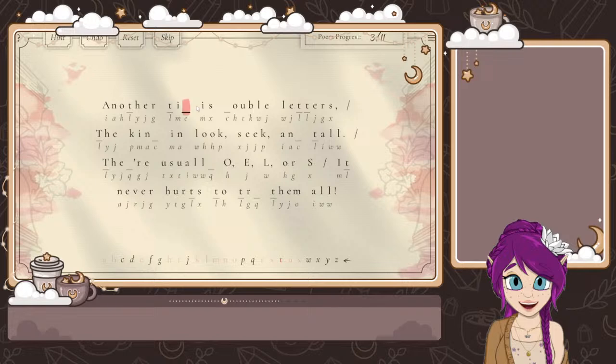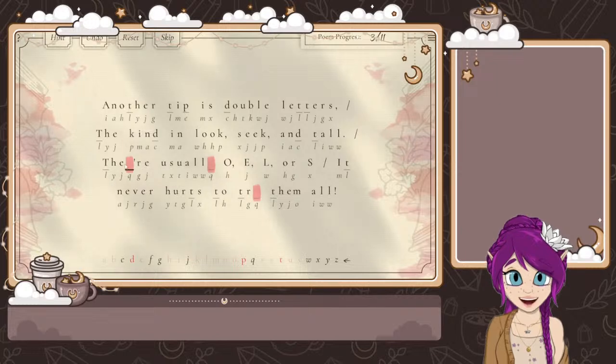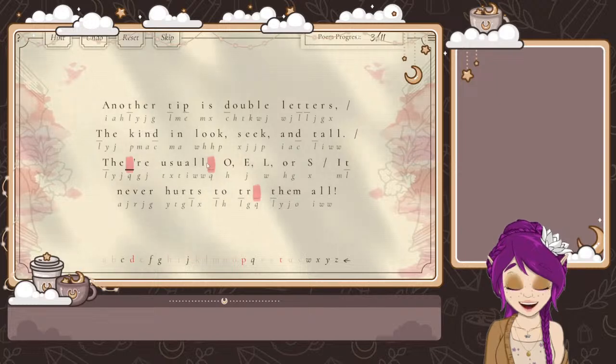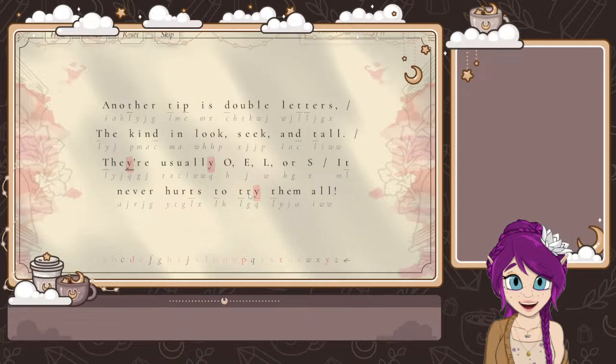So another tip is double letters, the kind in look, seek and tall. They're usually O, E, L, or S's. It never hurts to try them all.